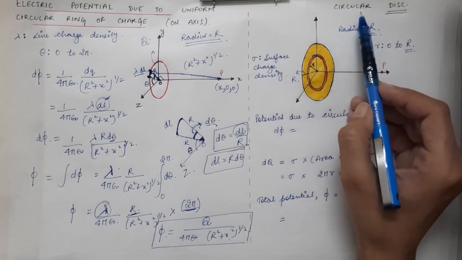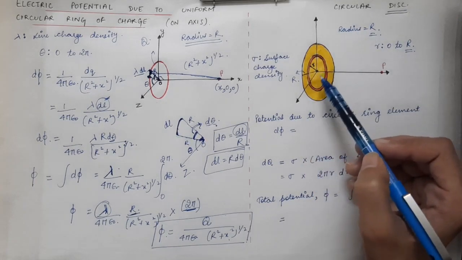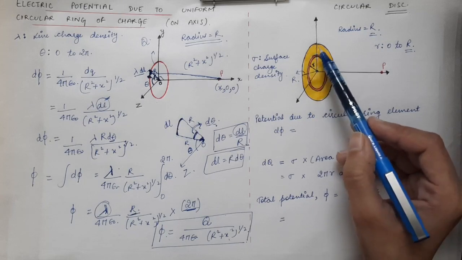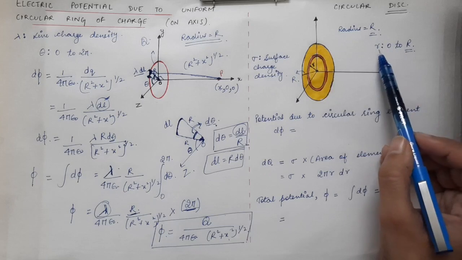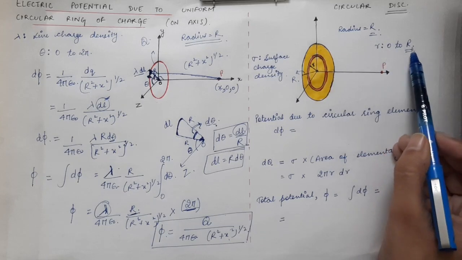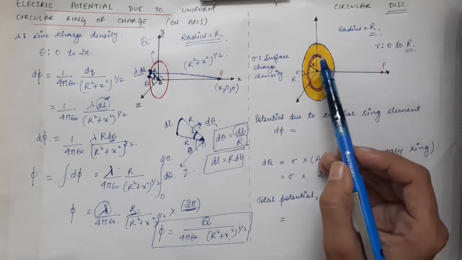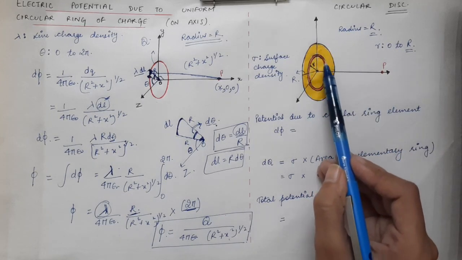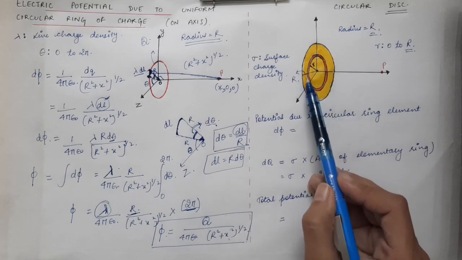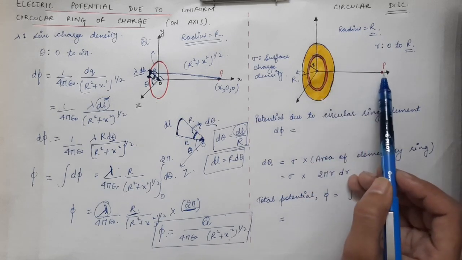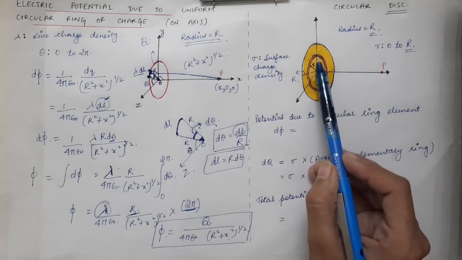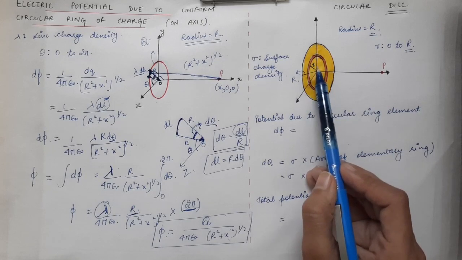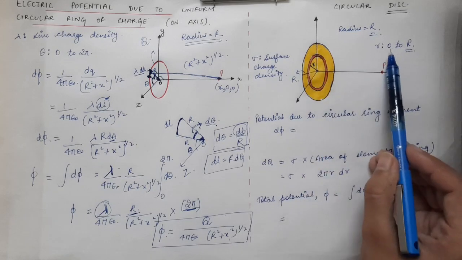So we have divided this circular disc into a large number of elementary rings, and the radii of all these elementary rings will be different. This radius will vary from 0 to capital R. So now, first of all, we will find the potential at point P due to this elementary ring which we have drawn, this orange portion. First we will find the potential at P due to this elementary ring of radius small r, and then we will integrate over r from 0 to capital R.